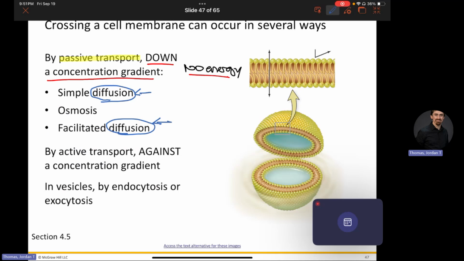The opposite is active transport. So active transport goes against the concentration gradient. So go back. Passive goes from high to low. Active goes low to high. In order to go low to high, this does require energy.